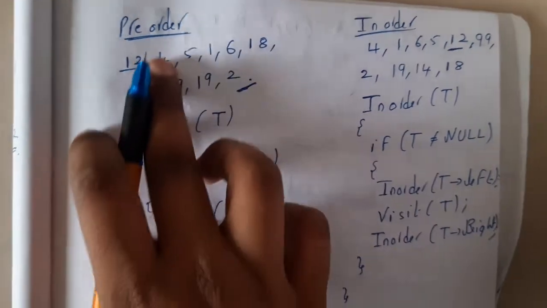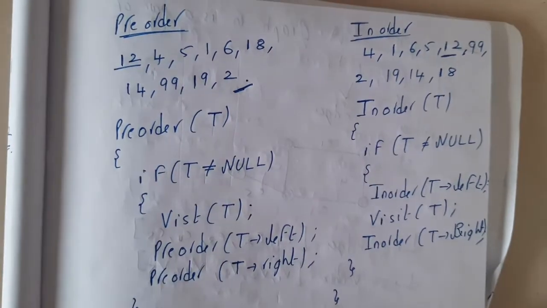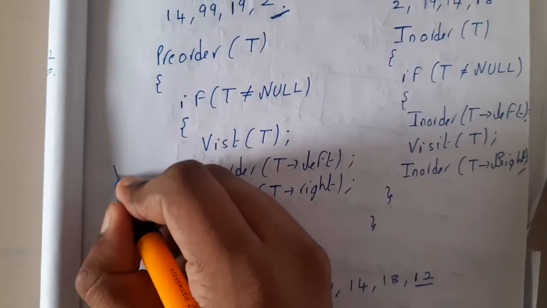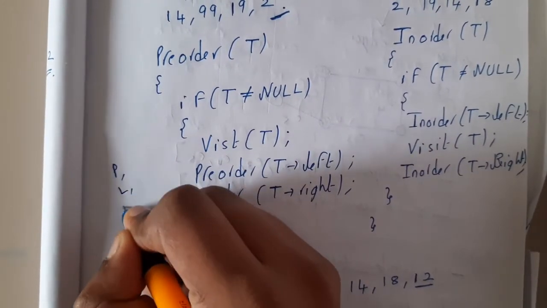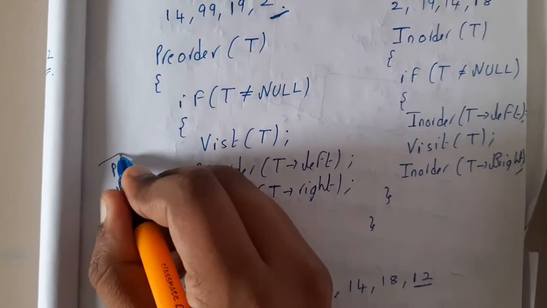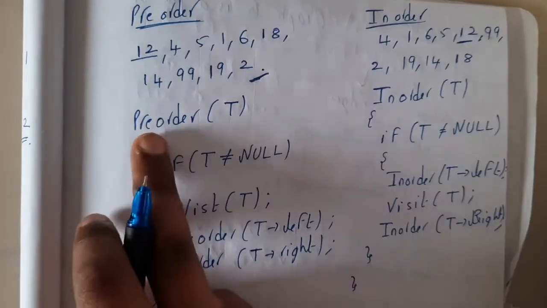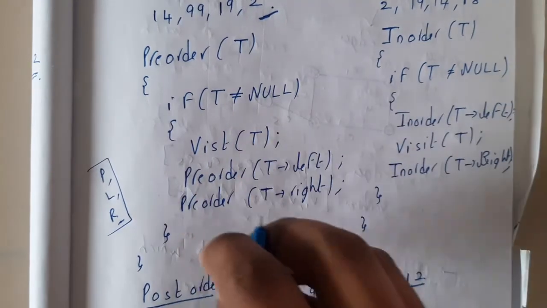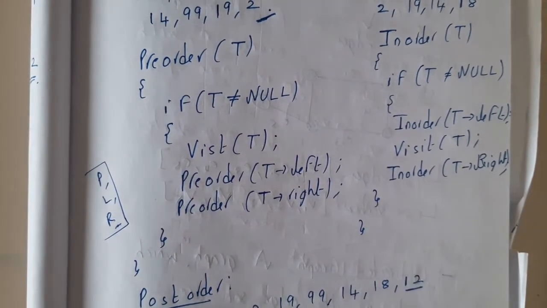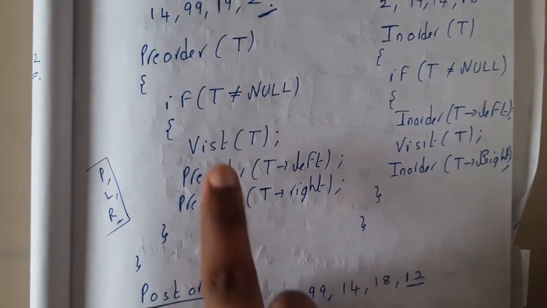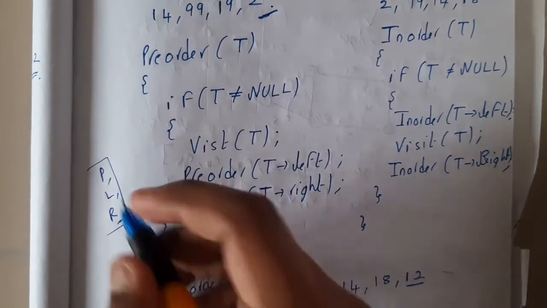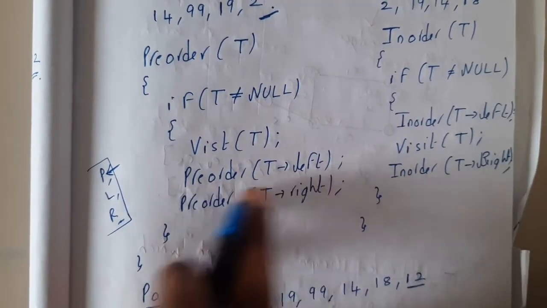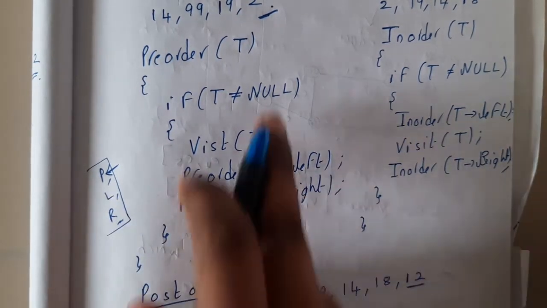So pre-order, I think everyone remembers now what pre-order is. Initially we will be going through the parent, then left, then right. So remember this pre-order. Pre-order of t: if t is not equal to null, only then we can continue inside it, right? So we will be visiting t. Visiting is nothing but the parent. You'll be visiting that, and you will be moving on to pre-order from the left, then right, in this way.